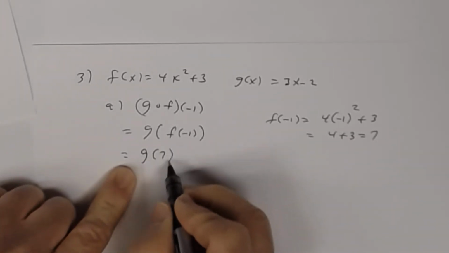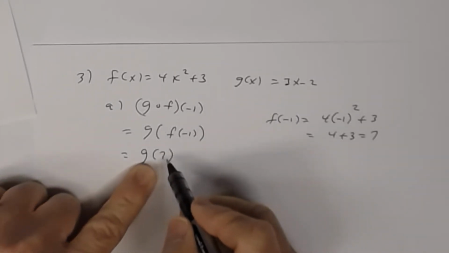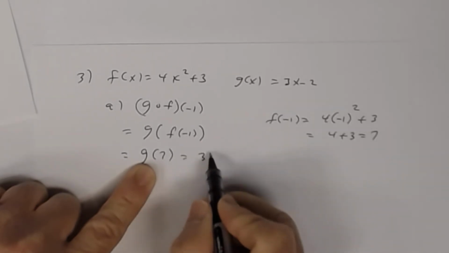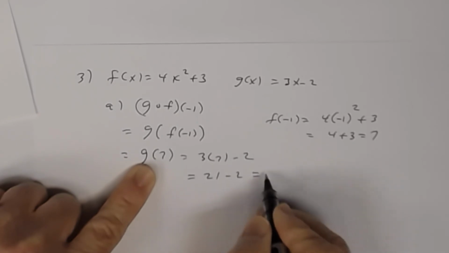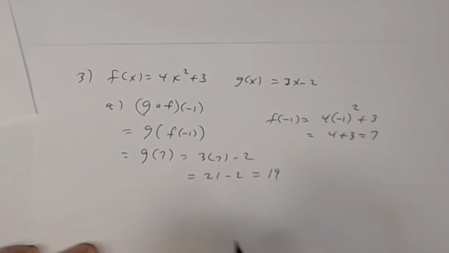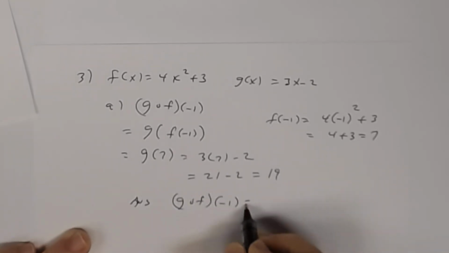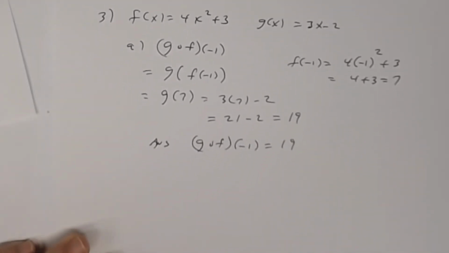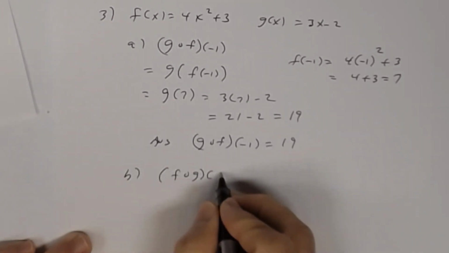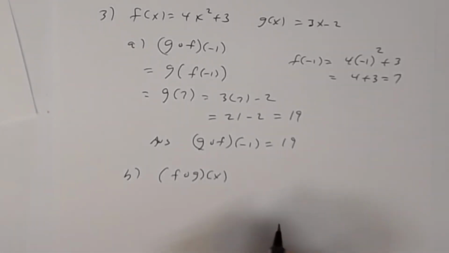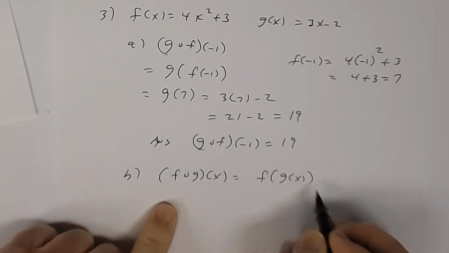So I get g of 7 here. Now I'll go to my function g, and wherever we see the variable x, I substitute 7. So this becomes 3 times 7 minus 2. So that's 21 minus 2, which is a positive 19. So your answer, g composed with f at negative 1 equals 19. All right, B, you want to find f composed with g at x. F composed with g at x. So by definition, this means f of g of x, right?